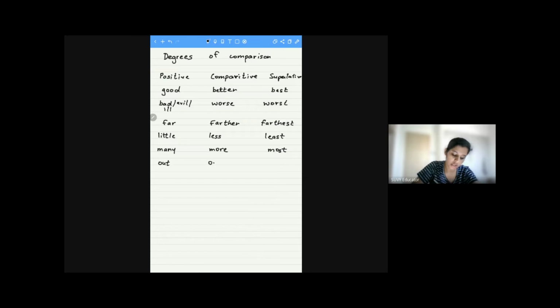Out is outer and not outest. It is utmost. Late is later and latest. This can be also much. Then we have good, yes, bad, and everything that we have written. Okay, so before we go to the next topic, let's play some games.